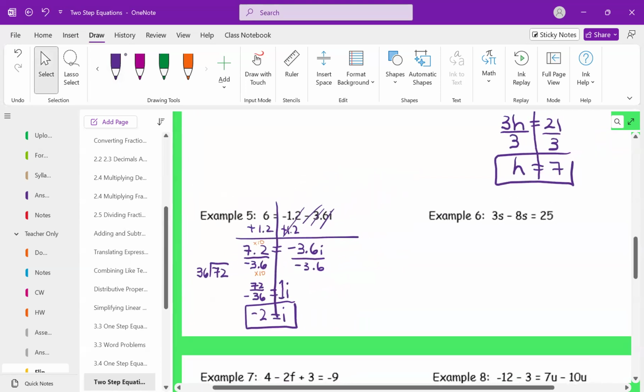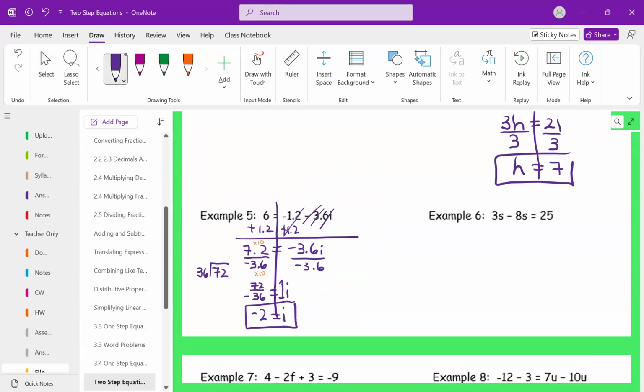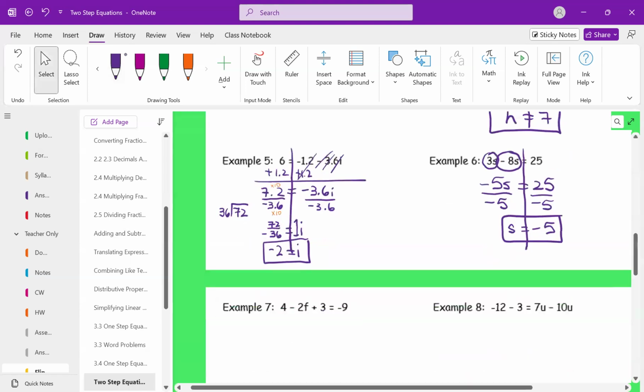What do you think we should do first on example 6? Exactly, we have like terms this time, so we always want to simplify like terms before we use inverse operations. So what's 3s minus 8s? Negative 5s, exactly. Once again, divide by our coefficient, and we will have our solution. Let's keep working.